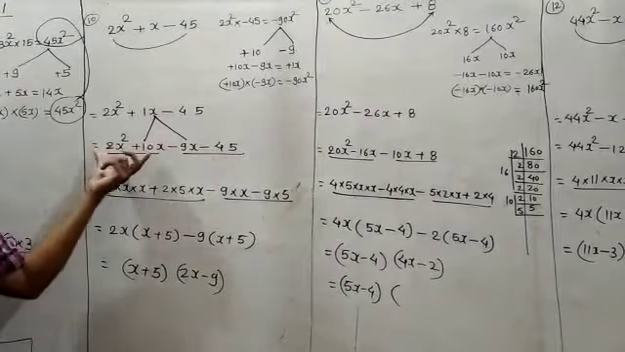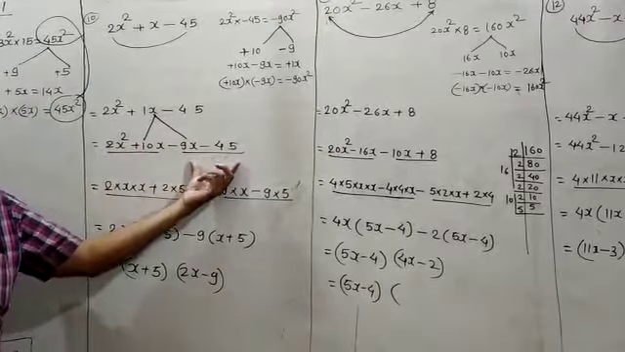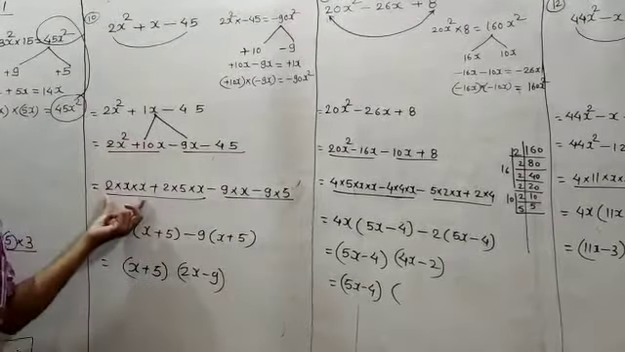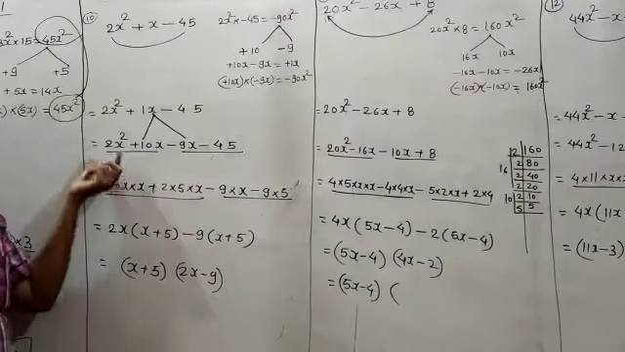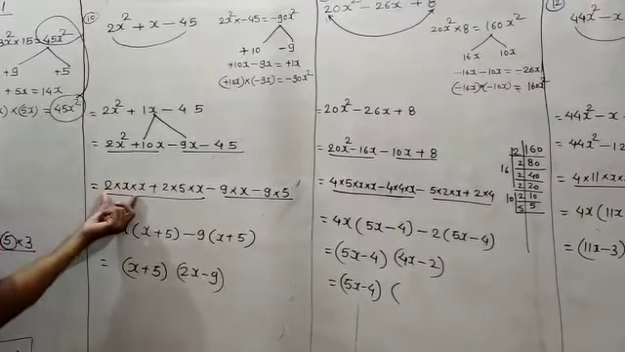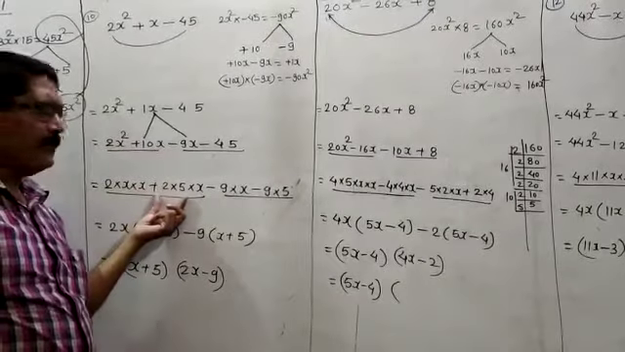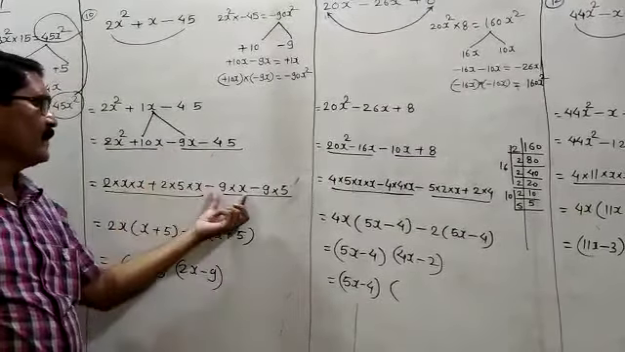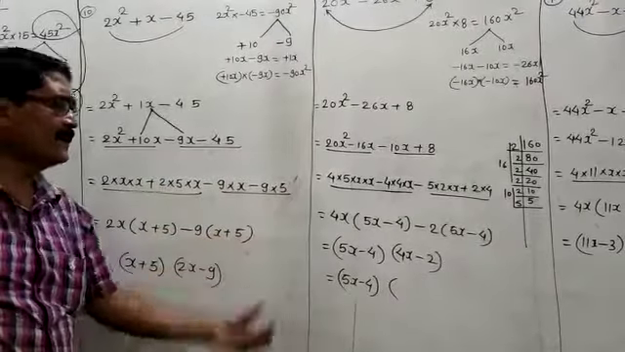So you have to group the first two terms and group the last two terms. Write the first two terms in product form. So 2x² you will write as 2 into x into x. 10x you will write as 2 into 5 into x. 9x you will write as 9 into x. 45 you will write as 9 into 5.